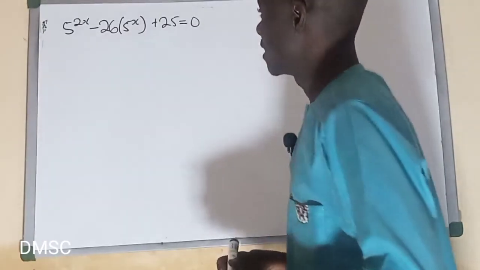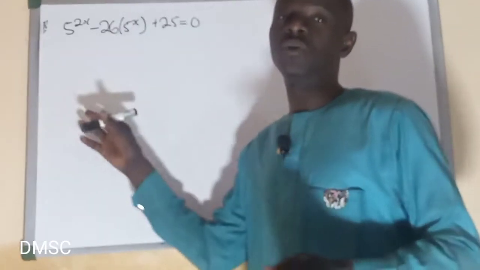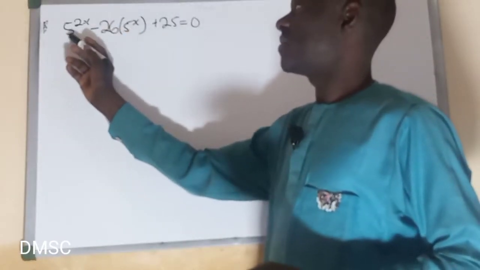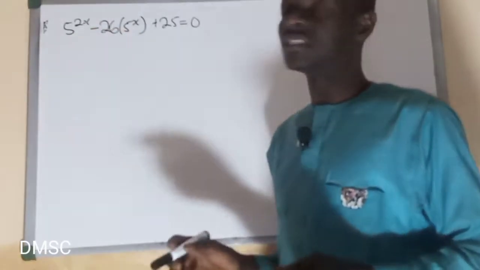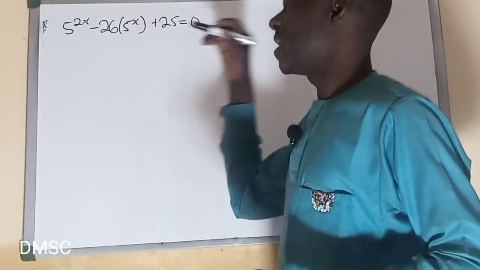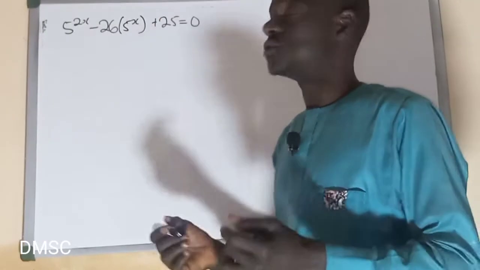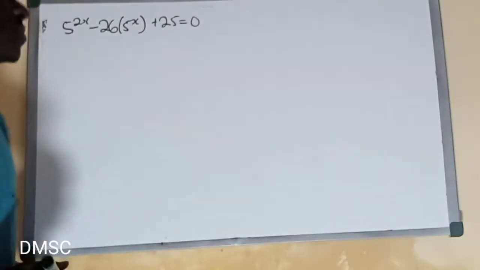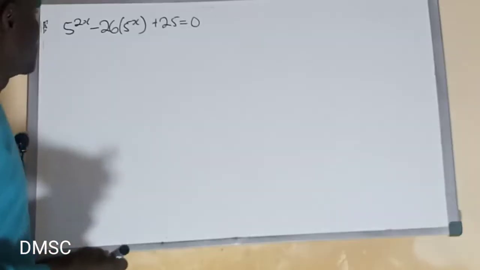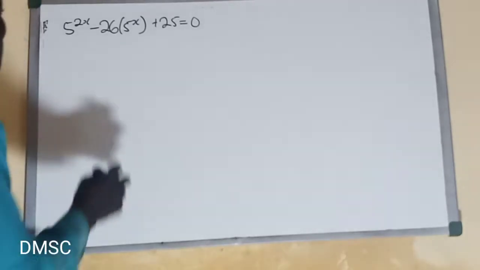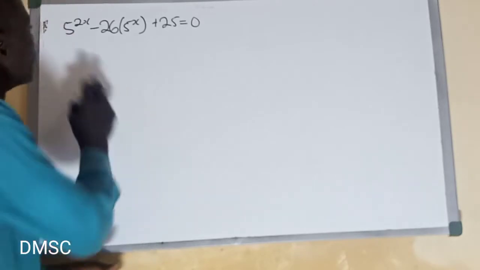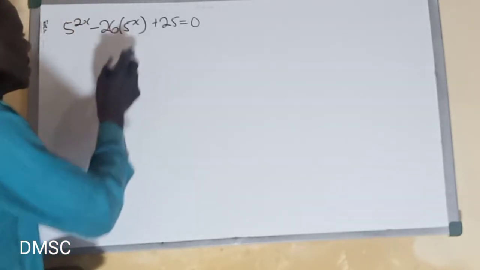Today we are going to start seeing how we can solve exponential equations. We are given the exponential equation 5^(2x) − 26(5^x) + 25 = 0. We are asked to solve this exponential equation. To solve this equation, we have to look at these two terms. We can see that we have something in common, which is 5^x.